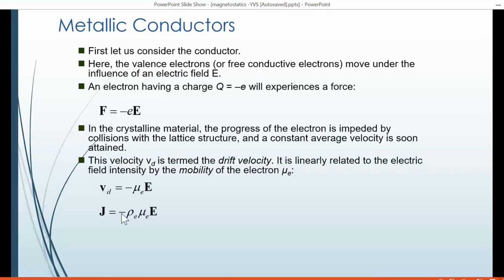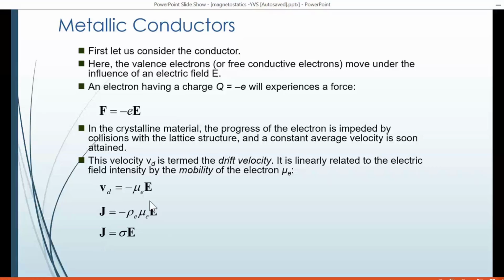Here sigma is the conductivity, mu is the mobility of the electrons, and E is the electric field applied. So again we have one more equation for J bar in terms of physics laws. J bar is equal to minus rho e into mu e into E.